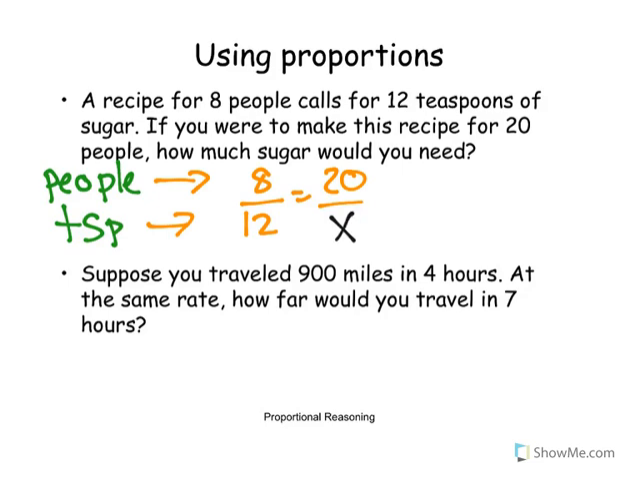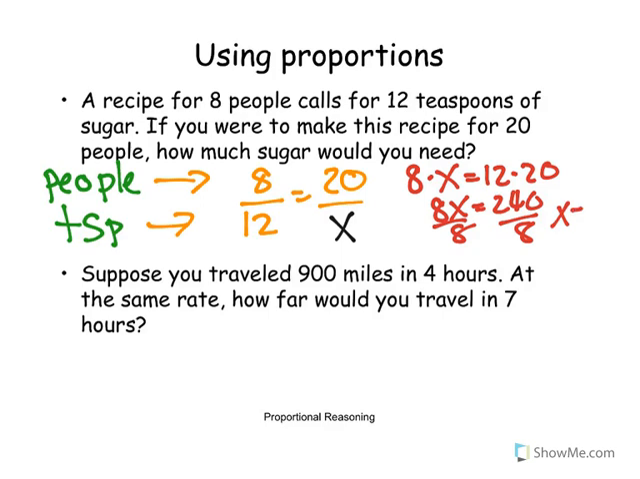So that's my proportion. So when I solve it, I do 8 times x is equal to 12 times 20, which gives me 8x is equal to 240, which gives me x is 30. Which makes sense, right? Because if we simplify the ratio, 8 to 12 is equal to 2 to 3. So 2 people would need 3 spoons of sugar. 20 people, you'd multiply that by 10 to get 30. So there's lots of different ways we can do this. Let's look at the second one.